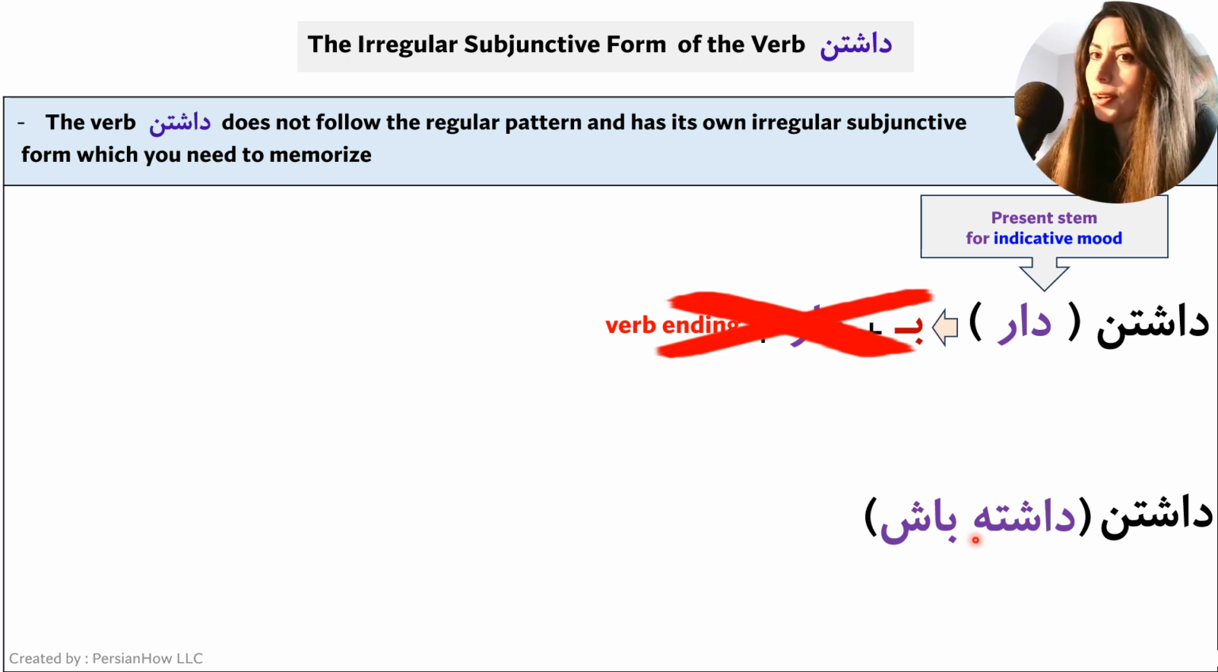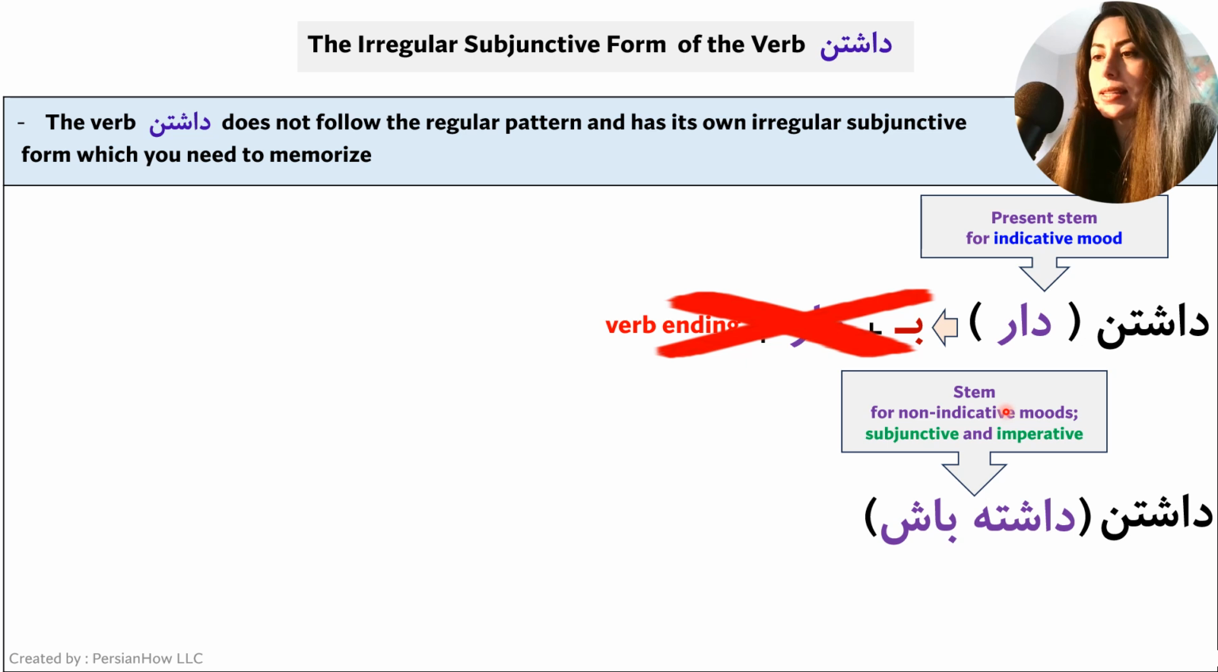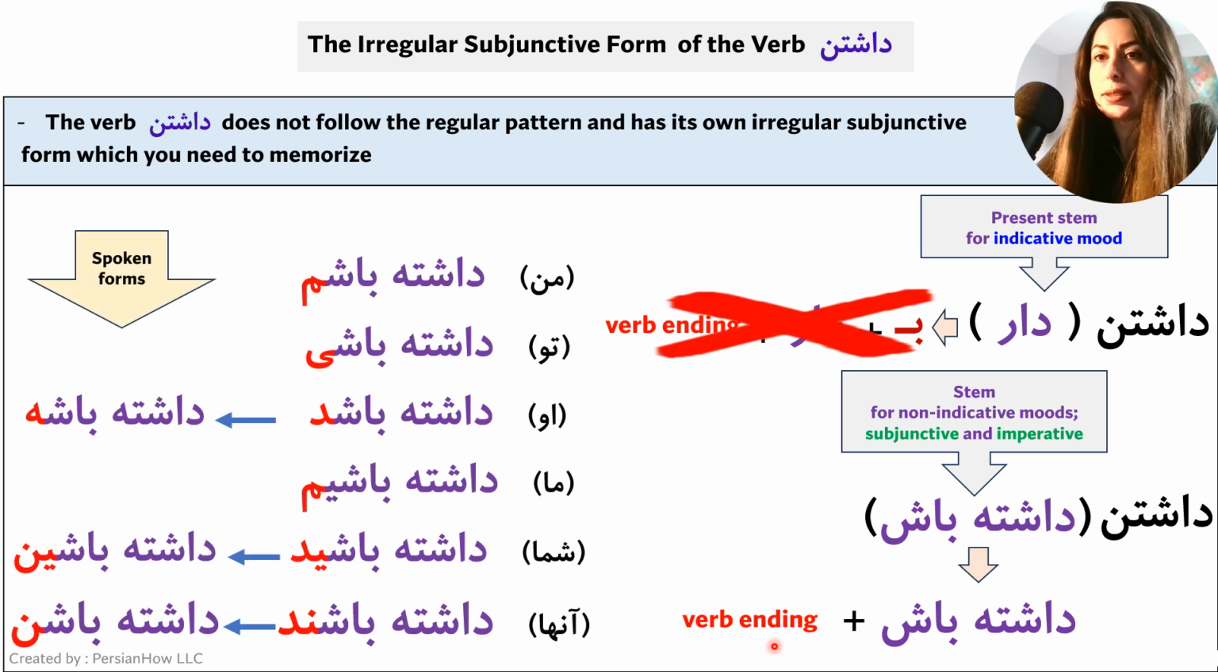I know it's long, but don't worry, you'll get used to it. Only in the beginning, it's like, whoa, what is this? But you'll get used to it. So داشته باش, remember that. That's the stem for subjunctive and imperative. So again, we just need to conjugate it. That's it. So داشته باشم, داشته باشی, داشته باشد, داشته باشیم, داشته باشید, داشته باشند. And these are the spoken forms. So داشته باشه, داشته باشین, داشته باشن.